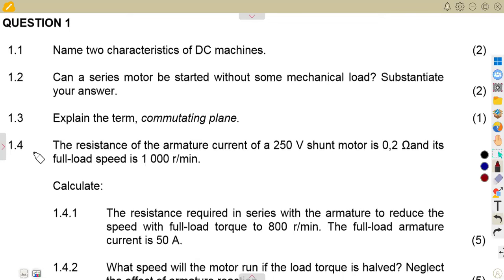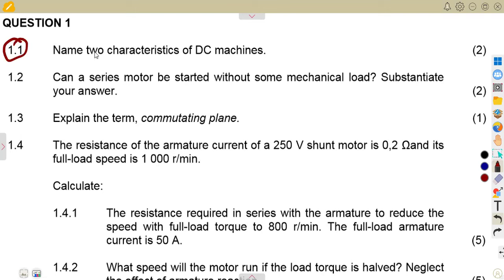Okay, guys. So in this platform, we are going to consider a revision on our DC machines, November 2022 exam. We are going to consider this revision so that we are able to understand how these typical questions are given. So let us consider question number 1, which is 1.1.